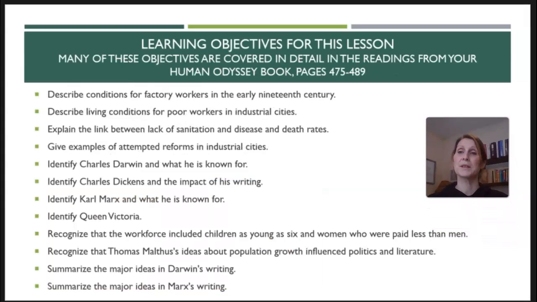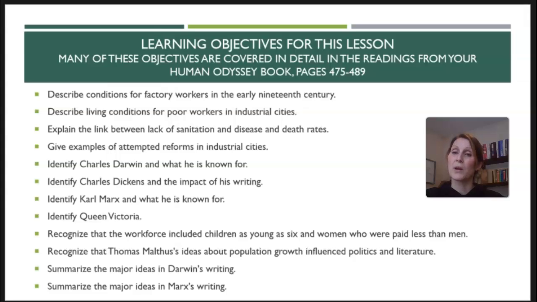Learning objectives for this lesson. Many of these objectives are covered in detail in the reading from your Human Odyssey book, pages 475 to 489. Describe conditions for factory workers in the early 19th century. Describe living conditions for poor workers in industrial cities. Explain the link between the lack of sanitation and disease and death rates. Give examples of attempted reforms in industrial cities.